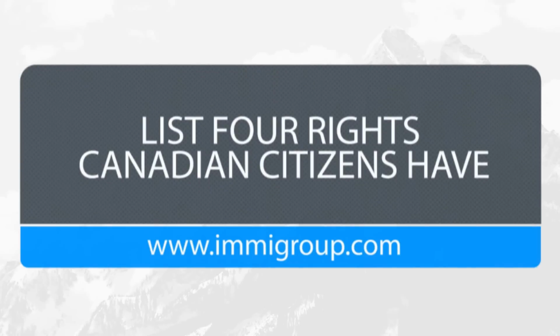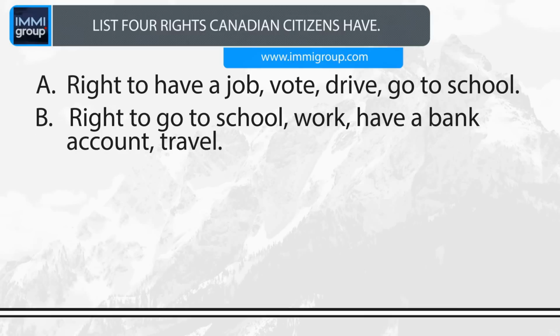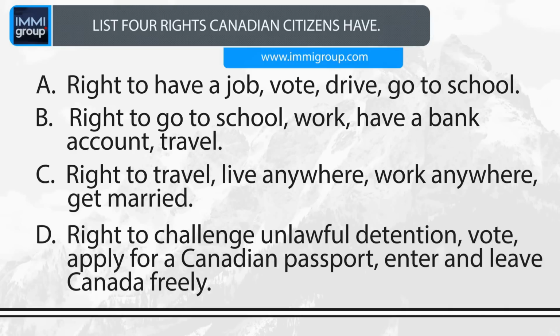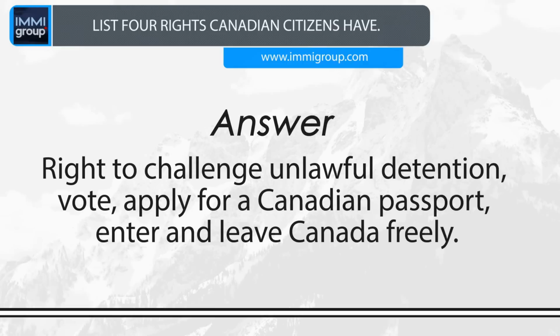List 4 rights Canadian citizens have. A. Right to have a job, vote, drive, go to school. B. Right to go to school, work, have a bank account, travel. C. Right to travel, live anywhere, work anywhere, get married. D. Right to challenge unlawful detention, vote, apply for a Canadian passport, enter and leave Canada freely. Answer: right to challenge unlawful detention, vote, apply for a Canadian passport, enter and leave Canada freely.